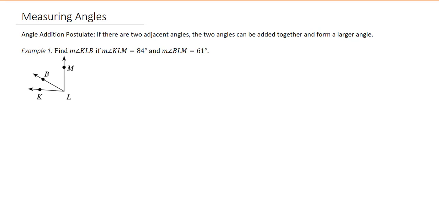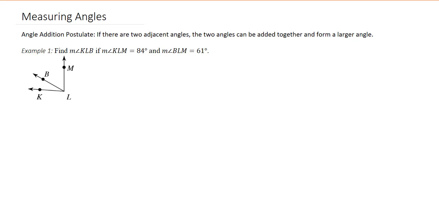Measuring angles. So the angle addition postulate: if there are two adjacent angles, then the two angles can be added together and form a larger angle. So it's like things we've done before in terms of segments. We can add two of the segments together to make up a larger segment. We did that in measuring segments. So we've seen this before, but now we're just doing it with angles.